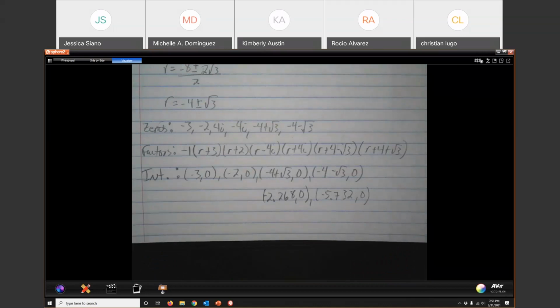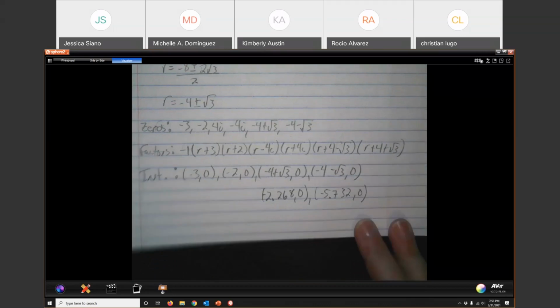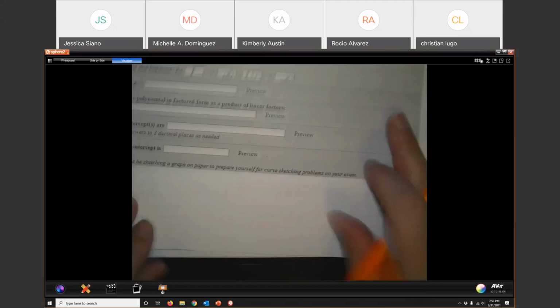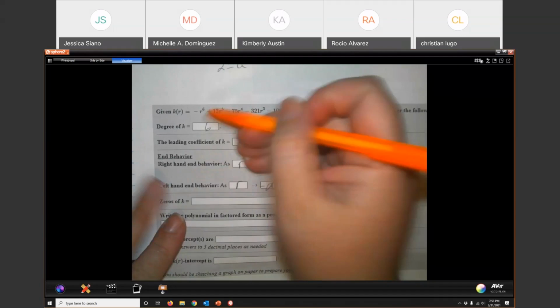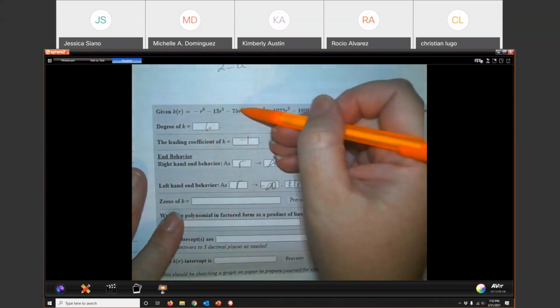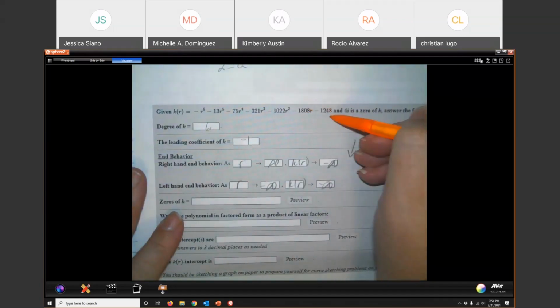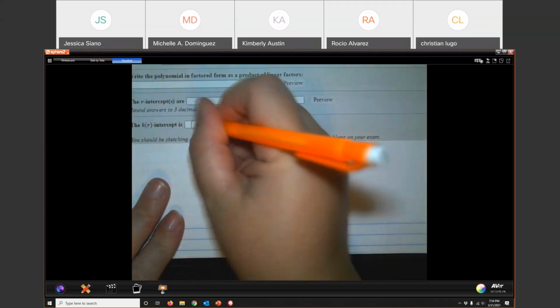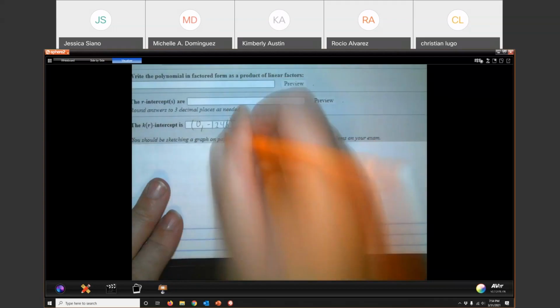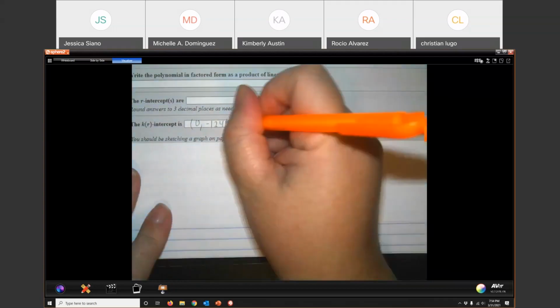Okay. And then the last piece to this question is the easiest piece. The y-intercept, remember, is where x equals 0, or in this case, r. So if I change r to 0, this would be 0, 0, 0, 0, 0, 0, and I would be left with just this negative 1248. So when you are in standard form, your constant term is your y-intercept.